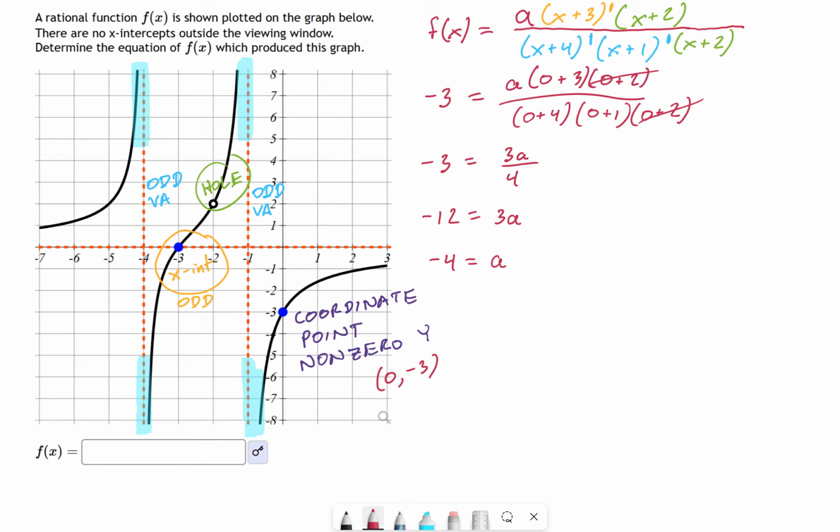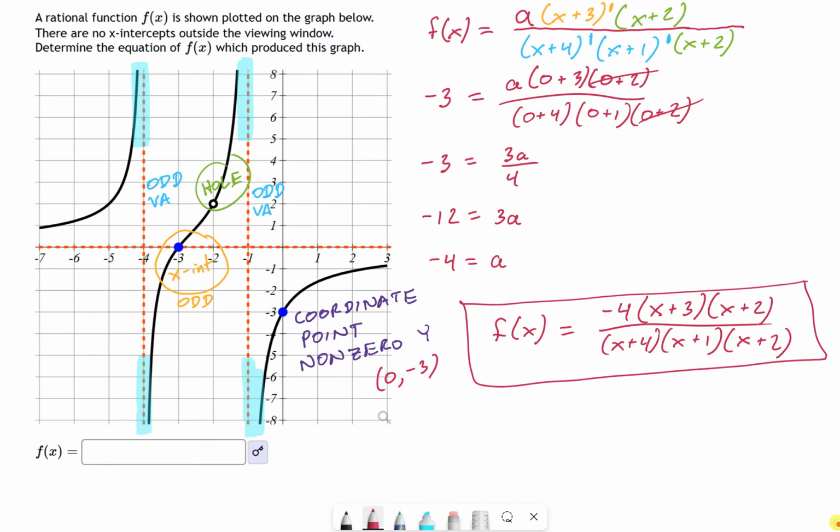So what you do at this point is plug that back into your equation, and you'll be done. f of x equals a fraction. -4 is the multiplier value that I found. And I have x plus 3, x plus 2 on top, and now you have the vertical asymptotes on the bottom, x plus 4 and x plus 1, and the last factor of x plus 2 that completes the hole in the function. So there you go. No need to multiply those factors together. It's fine to just leave it this way.